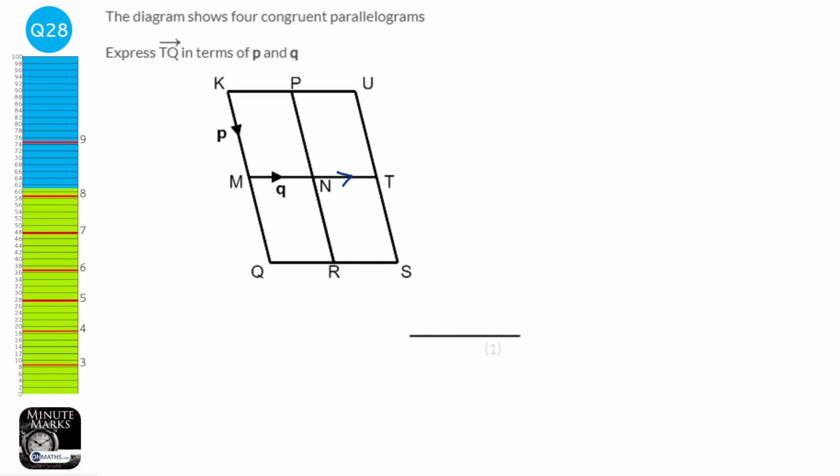So we're asked to express TQ in terms of P and Q. Well, we've got another Q here, because all of these are congruent parallelograms, and we have a P there. So if we're starting at T and getting to Q, we can go along this path here and down this path here. So we're going backwards down Q, in fact backwards down 2 lots of Q, and then the correct way down P. So it's either minus 2Q plus P or P minus 2Q.